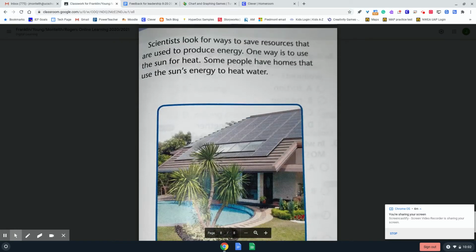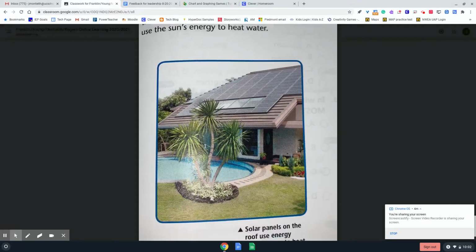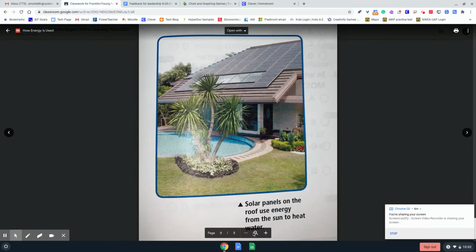Scientists look for ways to save resources that are used to produce energy. One way is to use the sun for heat. Some people have homes that use the sun's energy to heat water. So these are called solar panels, guys. And it says solar panels on the roof use energy from the sun to heat water.